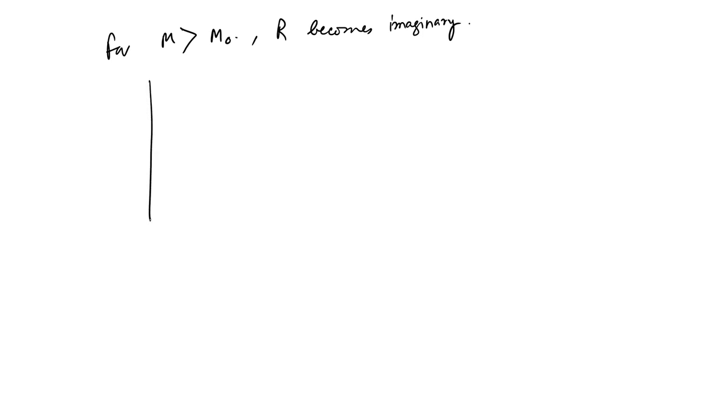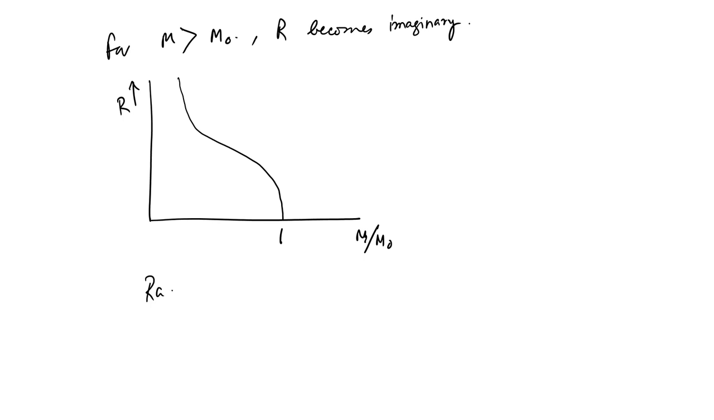Physically this kind of limit exists, and Chandrasekhar found that the radius of the star, if it is plotted against m by m0, would only exist up to m by m0 equal to 1, just a schematic plot. So, below the solar mass the star exists, and beyond that it ceases to exist. This is called gravitational collapse, or the limit of these white dwarf stars. So this is the radius versus the mass.